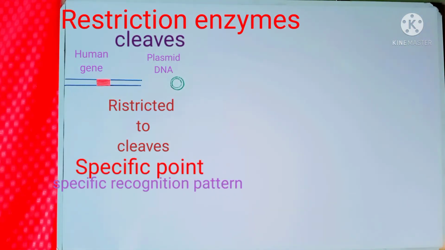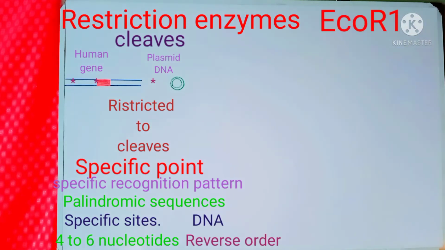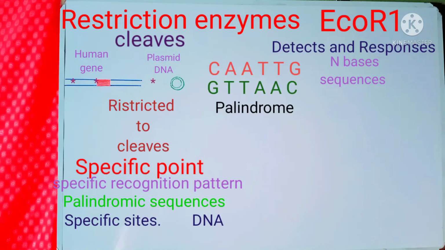Usually these have a specific recognition pattern where exactly they will cleave, and those patterns are mostly known as palindromic sequences. Palindromic sequences are specific sites present on the DNA molecule. These specific sequences consist of 4 to 6 nucleotides that are arranged symmetrically in reverse order. EcoR1 is a special restriction enzyme which detects and responds to a sequence such as GTTAAC. It is called a palindrome because whether it reads forward or in reverse direction, it will be the same. That's why it is known as a palindrome.